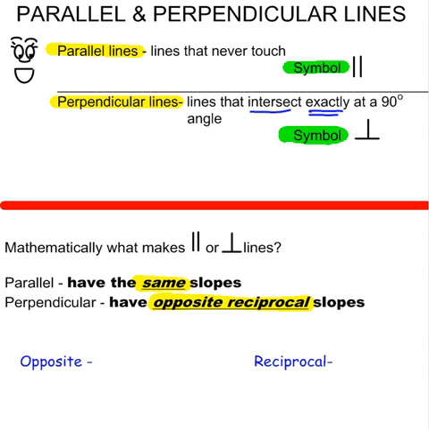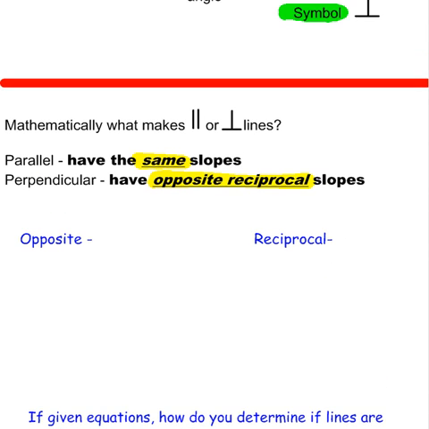So what do I mean by opposite reciprocal? All right, let's discuss and let's think back to what opposite is. If I gave you the number 3, the opposite of 3 would be -3. If I gave you the number -1/2, the opposite of -1/2 is +1/2. So when we're talking about opposite, we're referring to the signs.